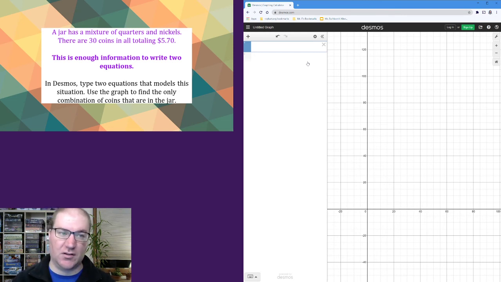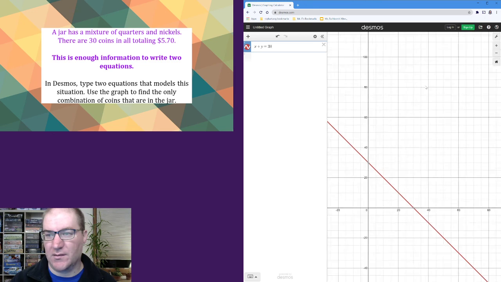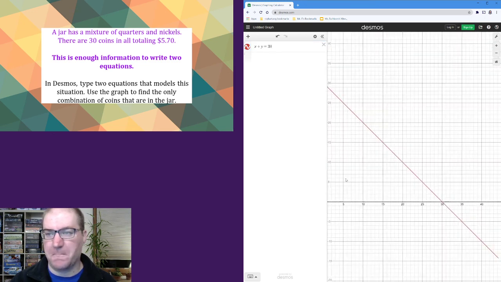So let's start with the number of coins. That one's easy. I'm going to say quarters are x and nickels are y. So the number of quarters plus the number of nickels adds up to 30. So that's a little better than the last one. I can zoom in a little bit.